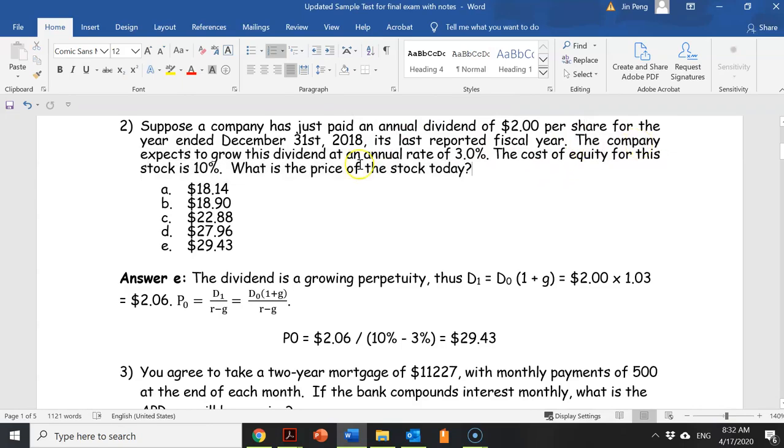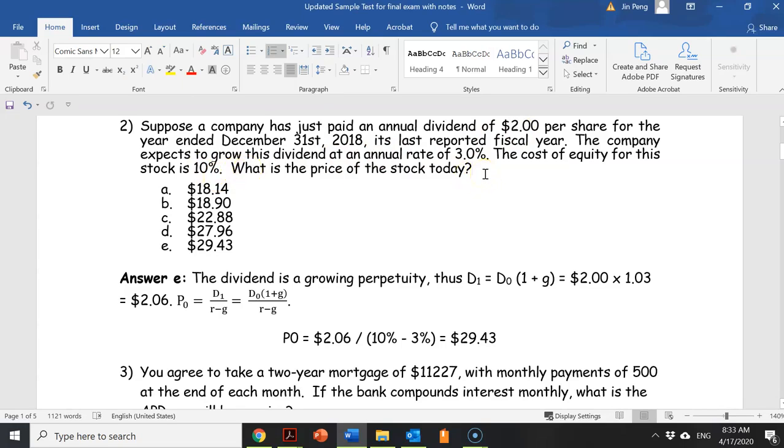Okay, the company expects to grow this dividend at an annual rate of 3%. So our constant growth rate would be 3%. G is 3%. The cost of equity for this stock is 10%. Okay, RS is 10%. What is the stock price today? Okay, so here we know D0, we know G, we know RS, and we're looking for P0.